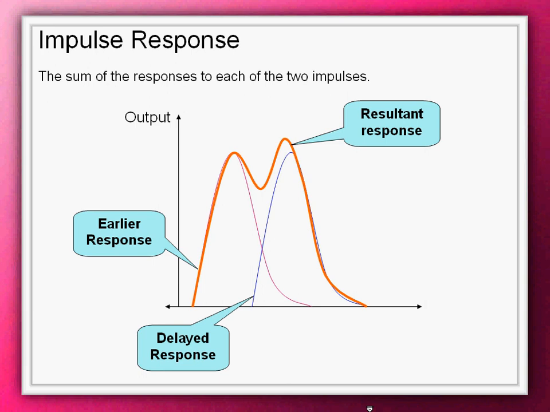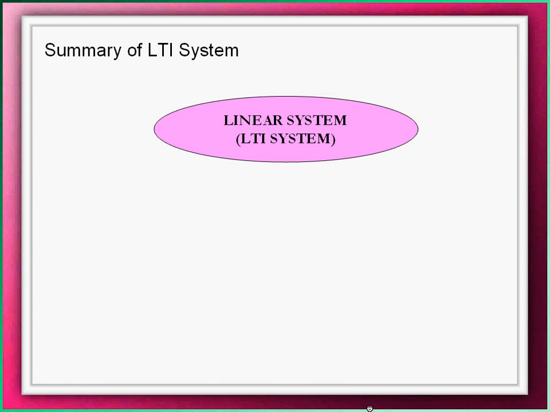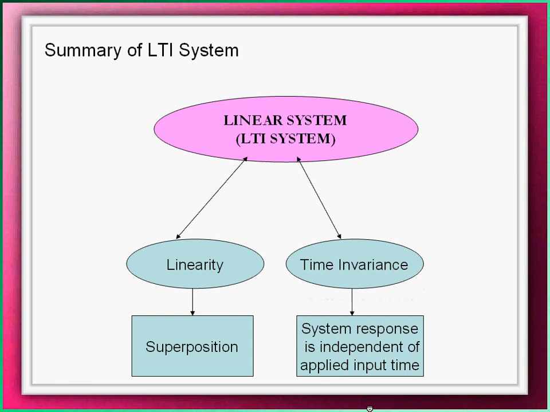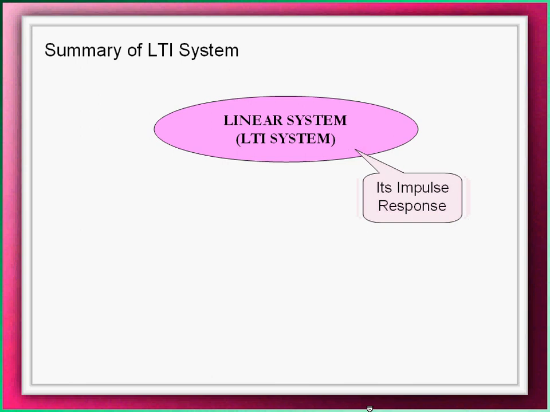So let's quickly revise once again what we just learned about linear system. So linear system or an LTI system is one which obeys linearity and time invariance. Linearity means superposition principle and time invariance means system output independent of input signal time. Another important aspect we just looked at was about LTI system's impulse response, which was the natural response of the system to an impulse input.